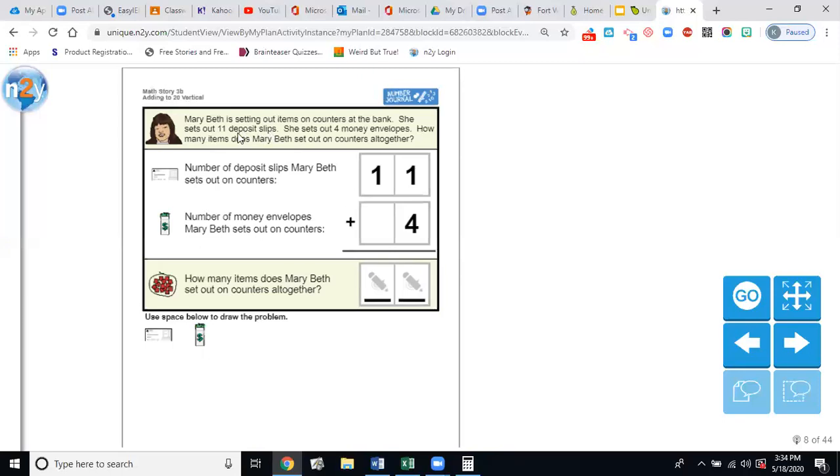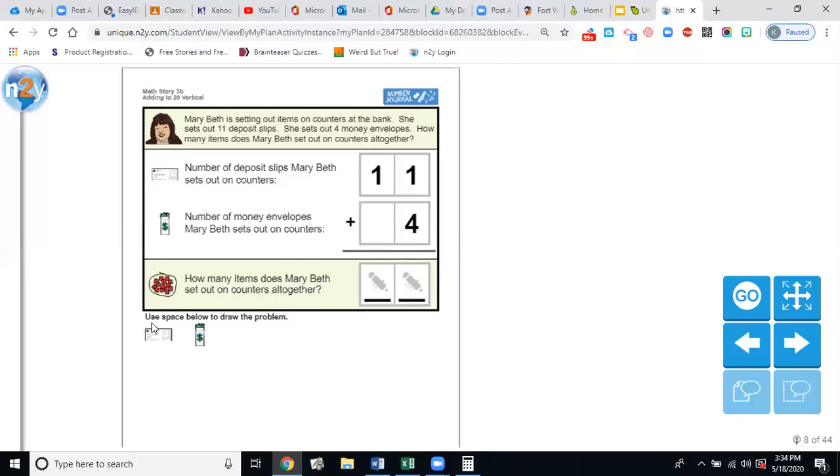Okay, remember it says she sets out 11 deposit slips. Number of deposit slips Mary Beth sets out on the counter. And they put 11 right here in these boxes. Okay, number of money envelopes Mary Beth sets out on counters. Remember, 4 money envelopes, and then they put the number 4 right here in this box. Okay, so again, how many items does Mary Beth set out on the counters altogether?